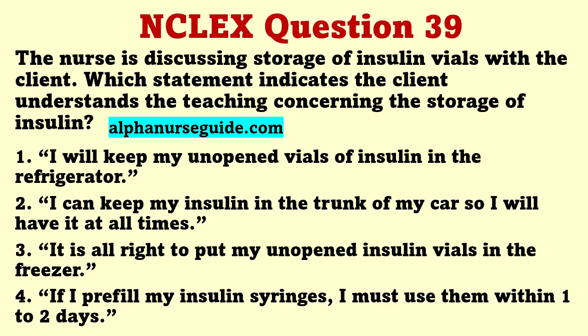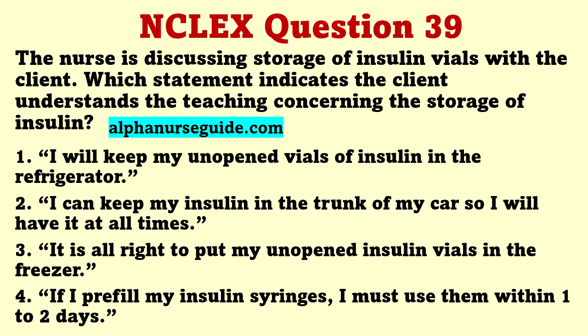Insulin vials should not be placed in direct sunlight or in a high-temperature area, such as the trunk of a car, because it will lose its strength. Insulin should not be kept in the freezer because freezing will cause the insulin to break down and lose its effectiveness. Pre-filled syringes should be stored in the refrigerator and should be used within 1 to 2 weeks, not 1 to 2 days.